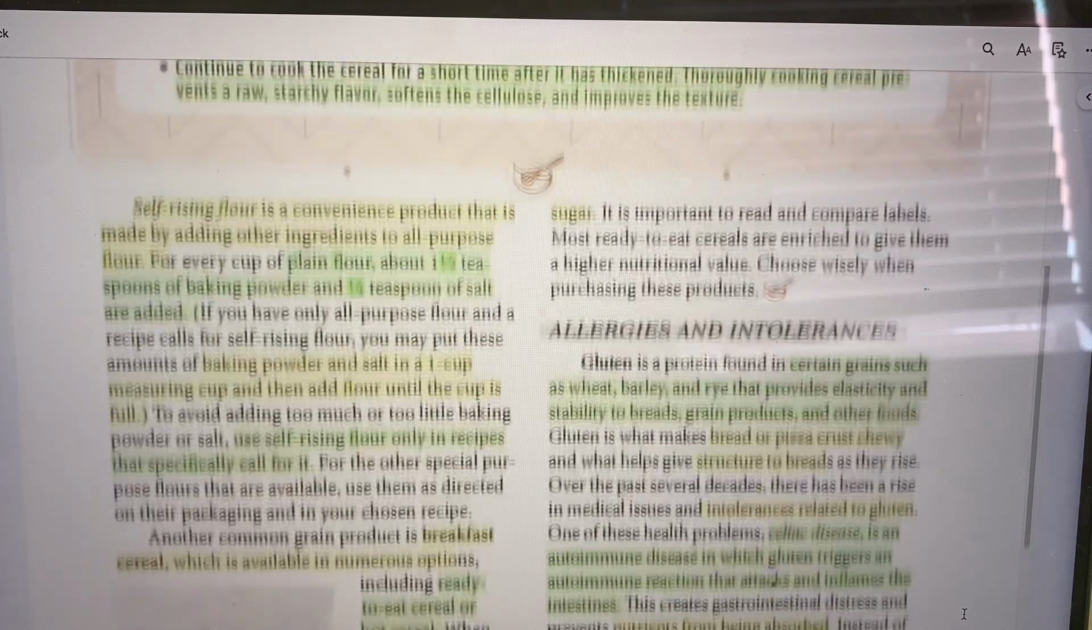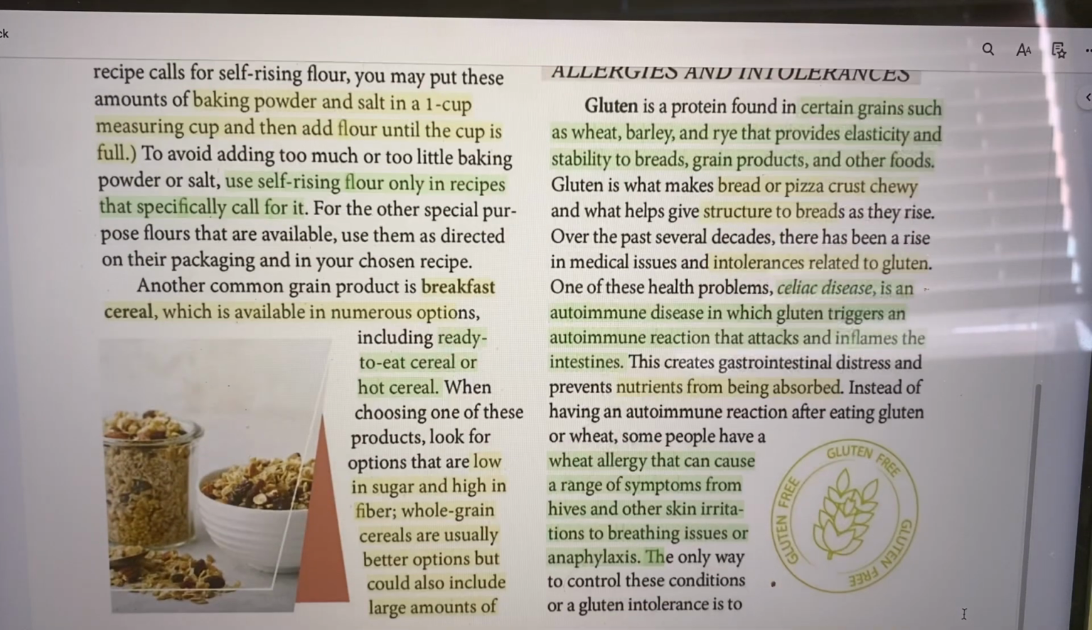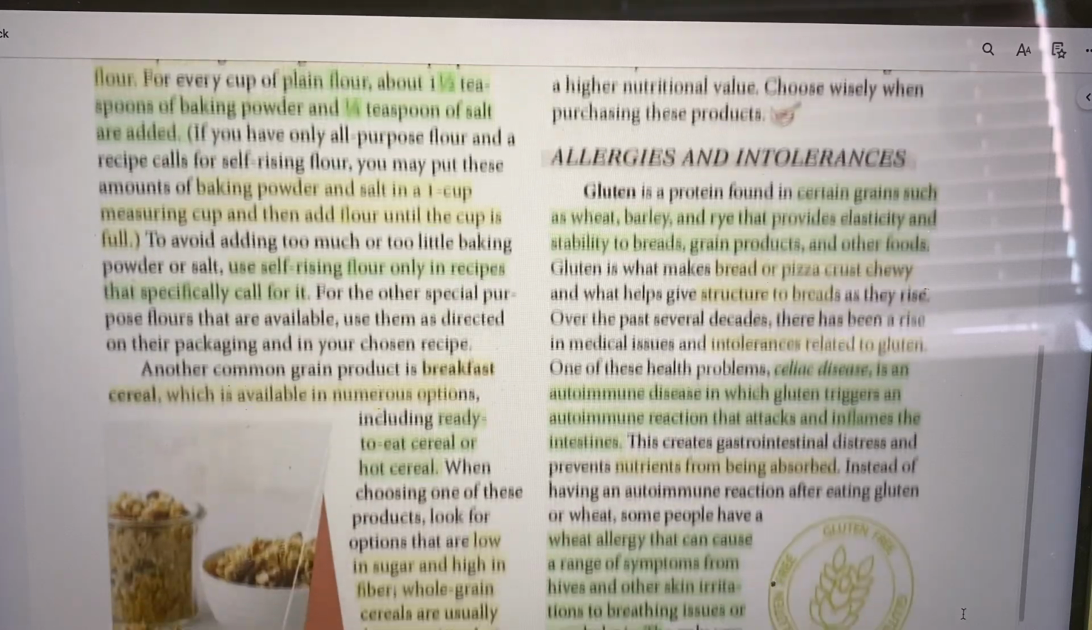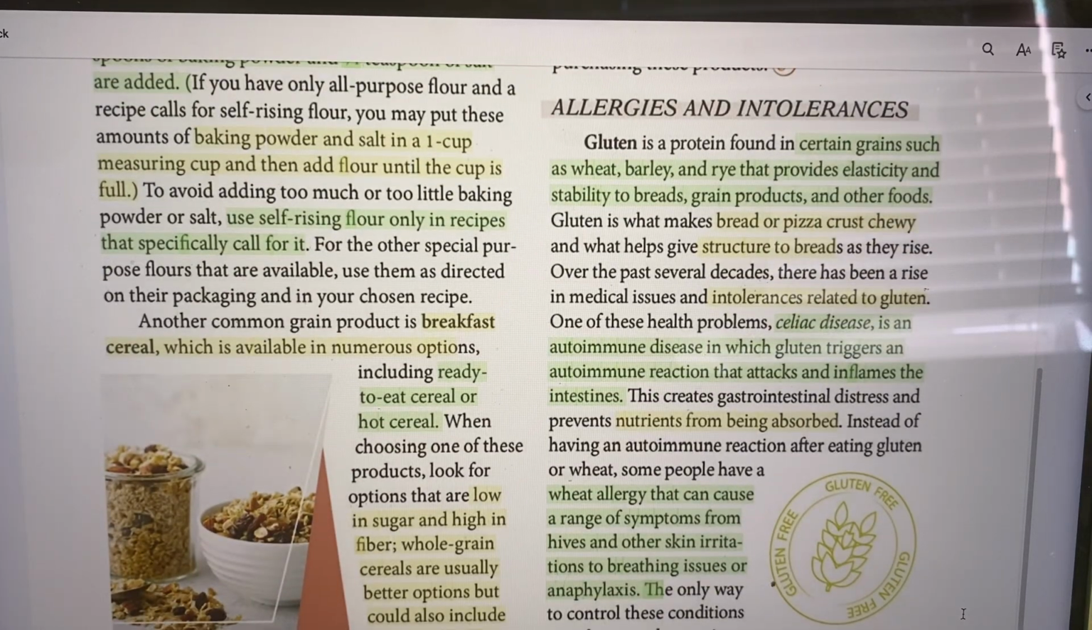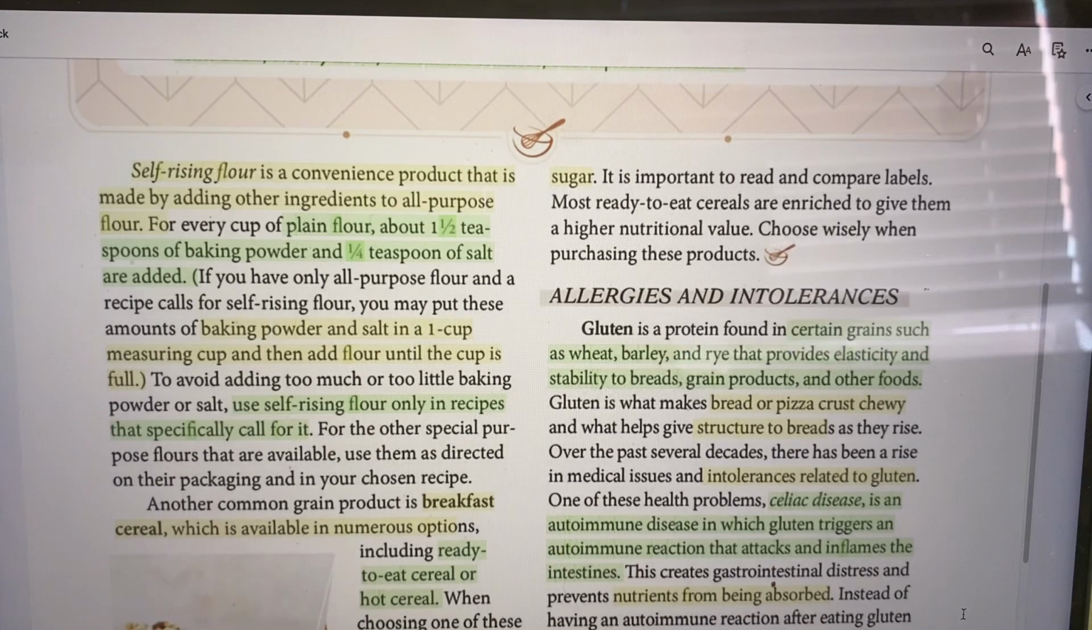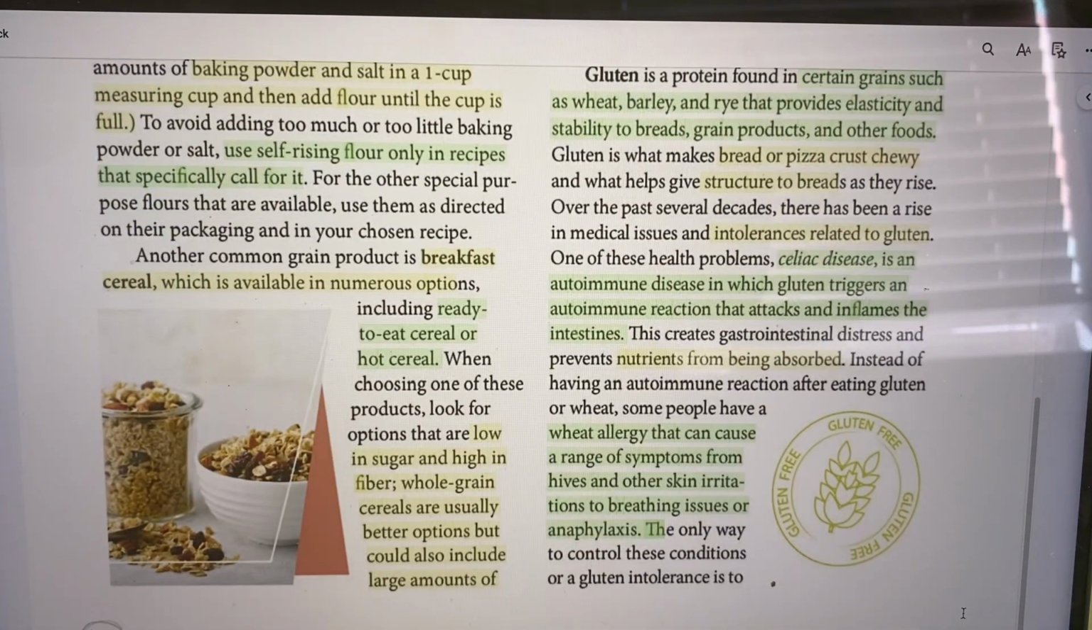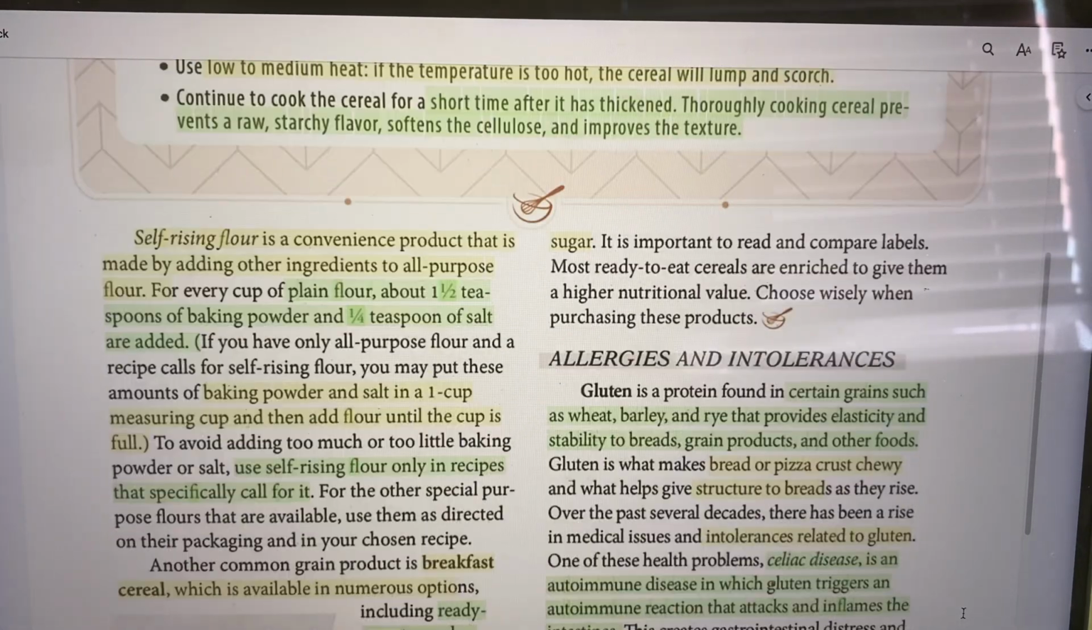The sugar can be extremely high in some that are added, with certain sugar pieces in it. A lot of times people add sugar to their cereals too. After they put it on the table, they put milk and sugar on it. That's what we used to do. Anyway, it's important to read and compare labels.